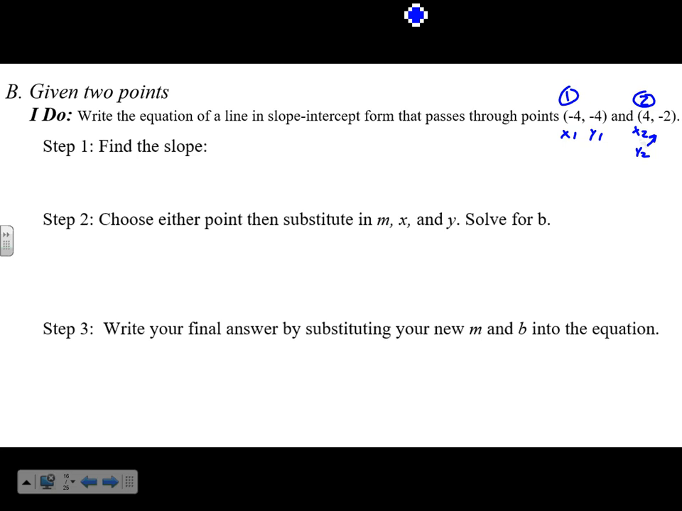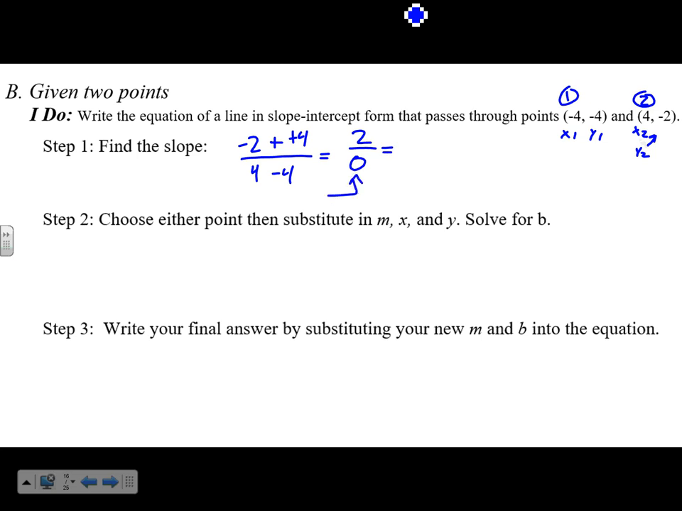So we have -2 minus -4 over 4 minus 4. So again, put that in your calculator, especially because there's negatives. That ends up being +2 over 0, which means this slope, if it's over 0, is undefined.